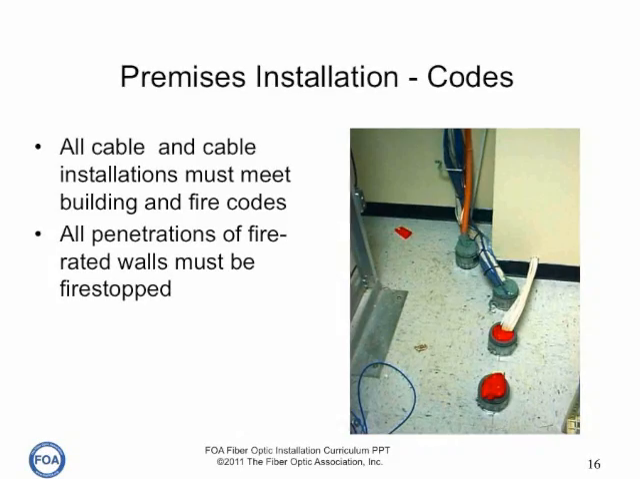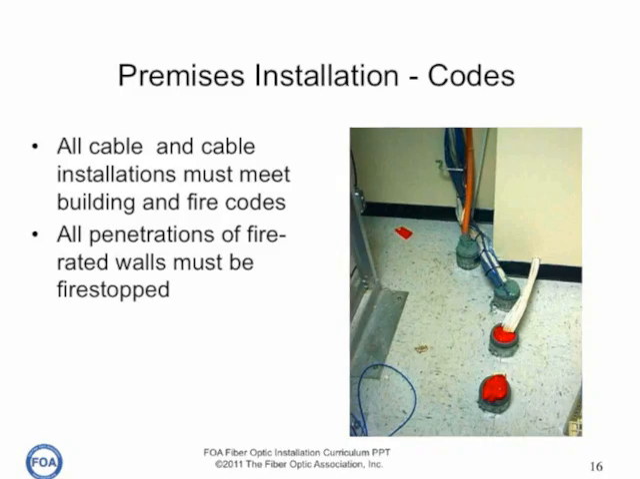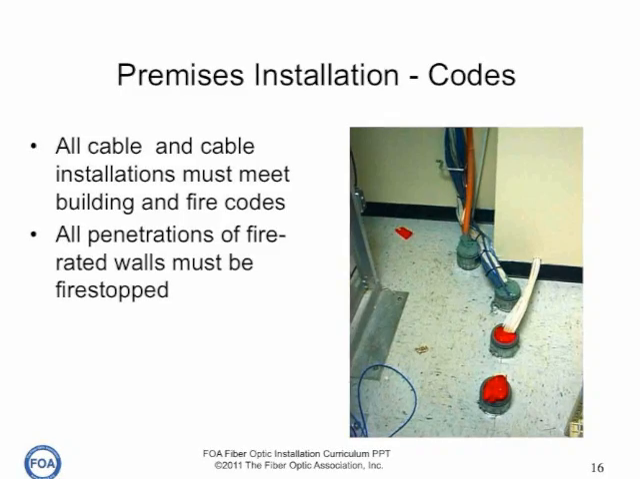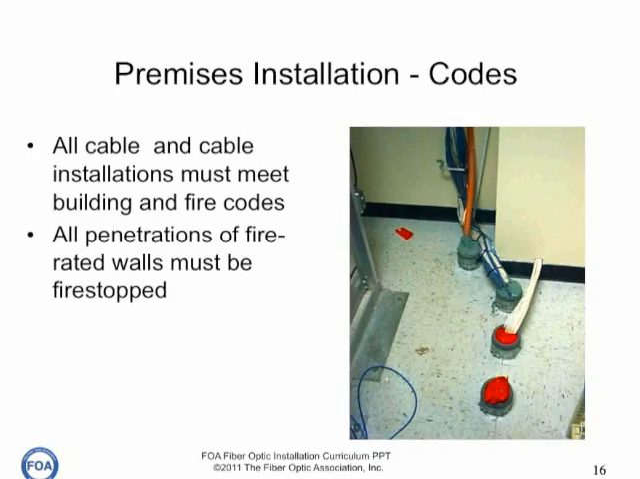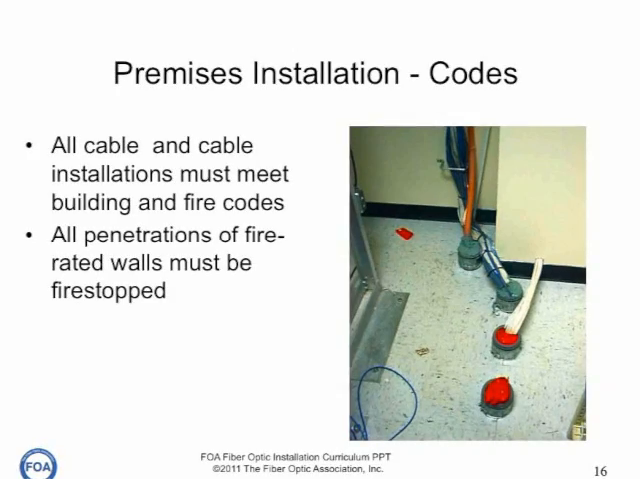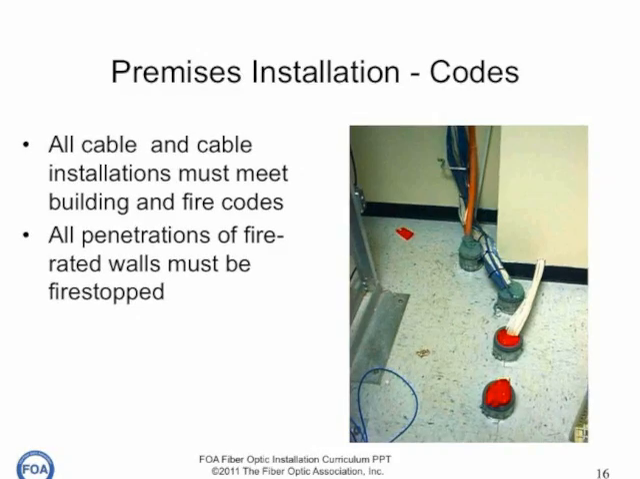You also have cables coming into the building that, if they're not fire rated, can only go 50 feet unless they're in conduit. So these requirements must be known for whatever the local fire code is, and it does vary according to where you're doing the installation.